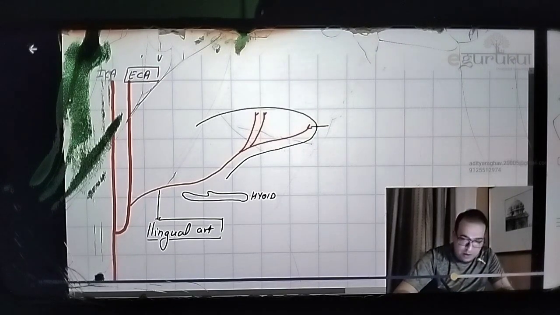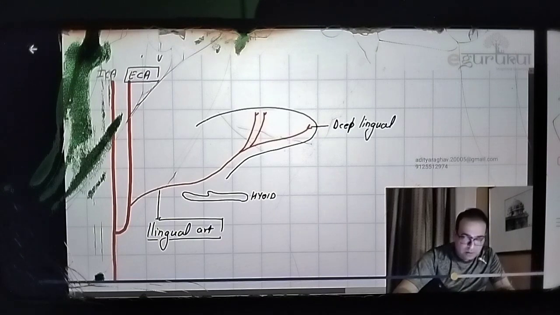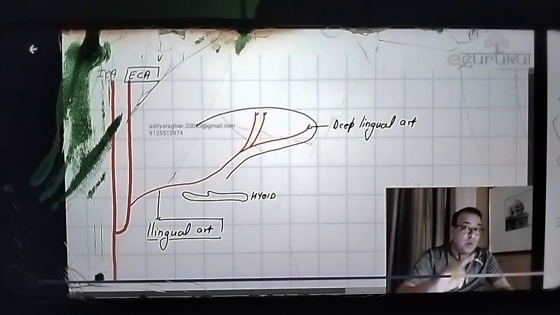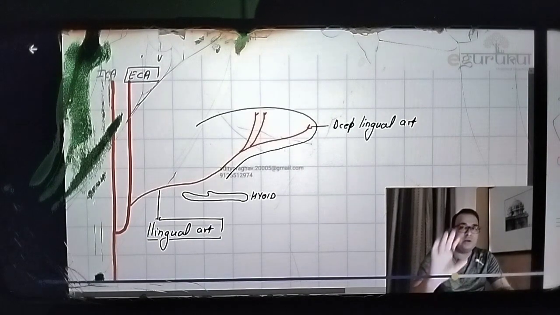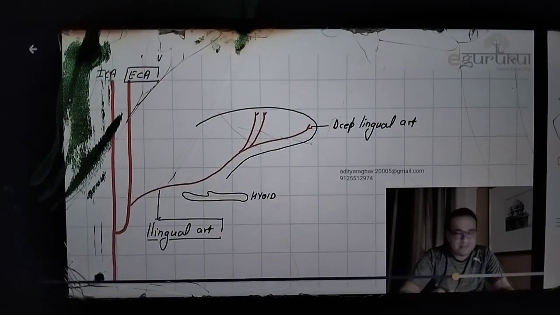Like this branch of the lingual artery is called the deep lingual artery. It's the same deep lingual artery which will accompany the deep lingual vein, the same deep lingual vein which we are able to see from the ventral surface. So you can't see the deep lingual artery, it's deep. You can't see it. It's deeply situated.